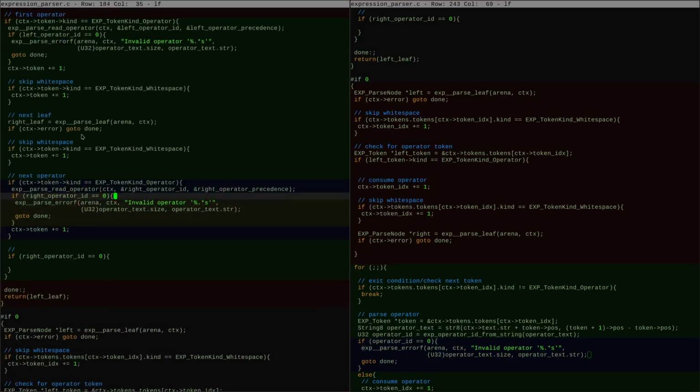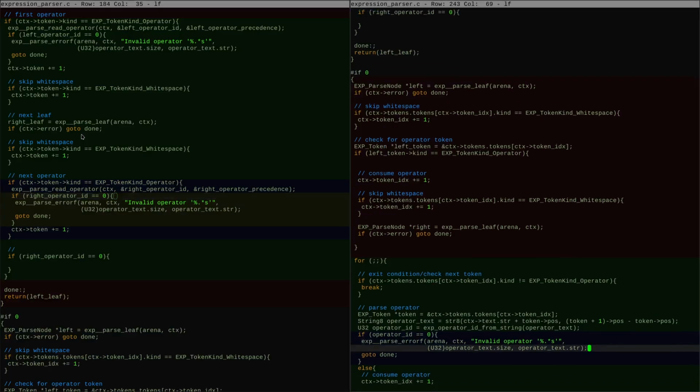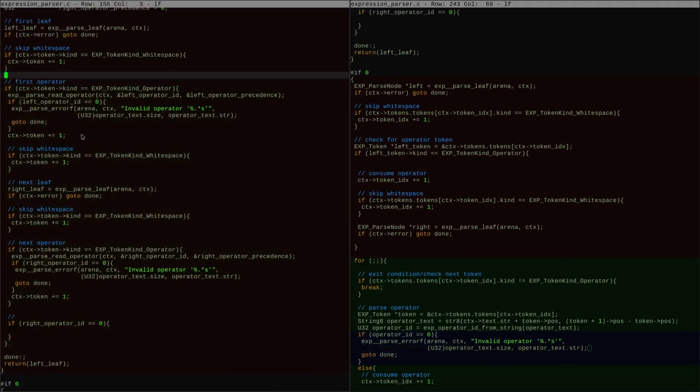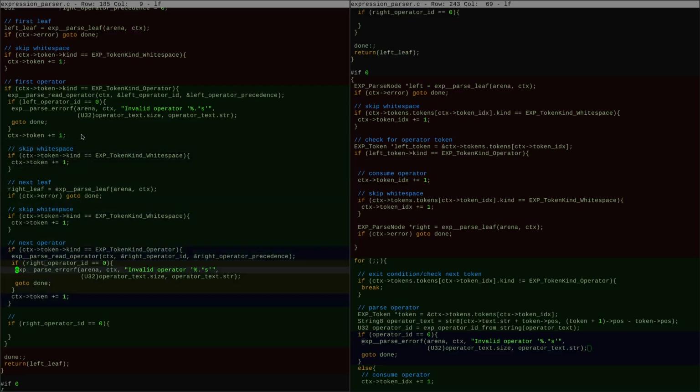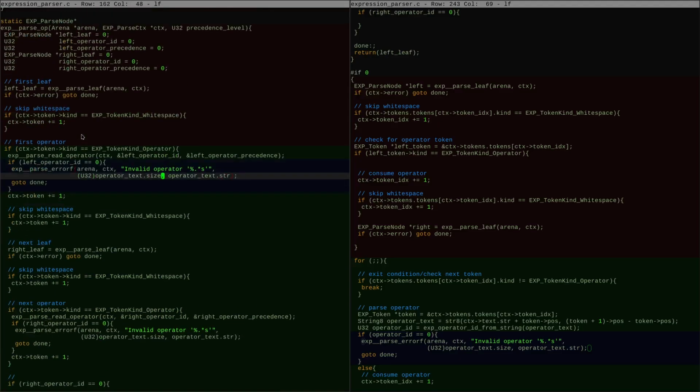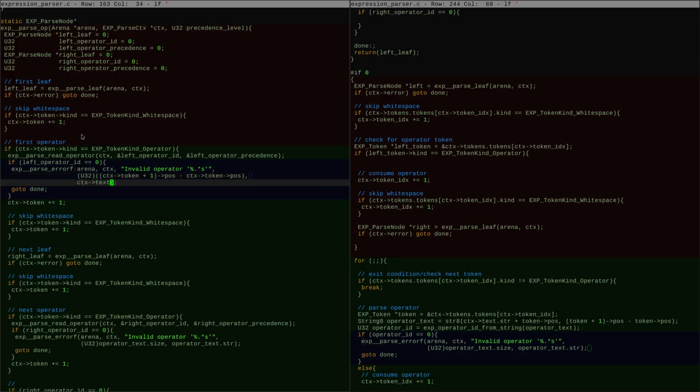Then, wait, operator text is nowhere to be seen now. Yeah, that doesn't work. I'm gonna need to do context token plus 1 position minus context token position, u32, context text.string plus context token position. That's the right way to do it right now.